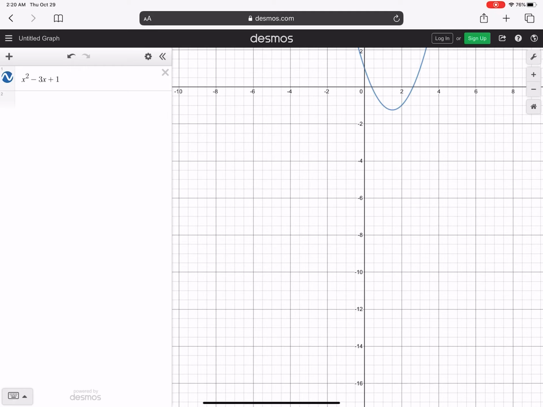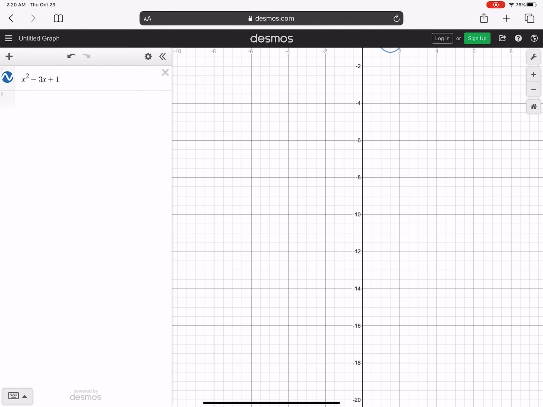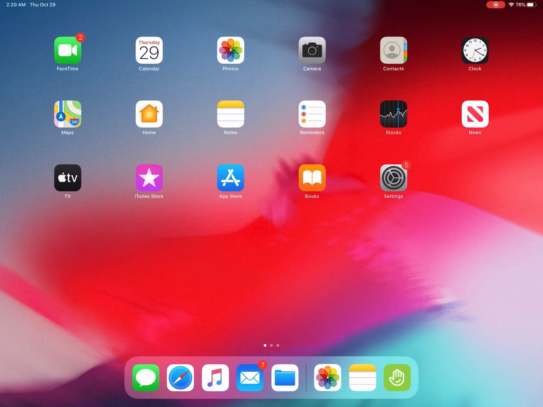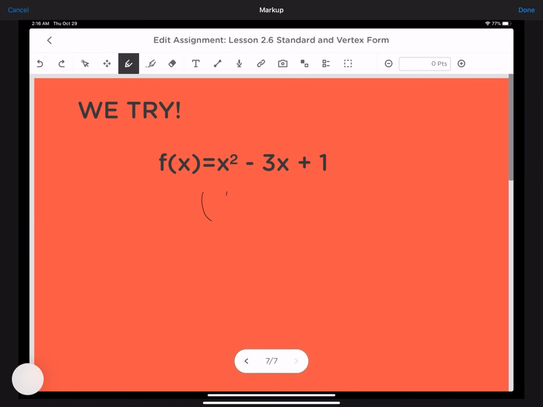We get that our vertex, which is our lowest point in this case since we have a positive parabola, is 1.5 and negative 1.25. So 1.5, negative 1.25. 1.5, negative 1.25 is going to be our vertex. And just so that I know, I'm going to label this as my x and this as my y.